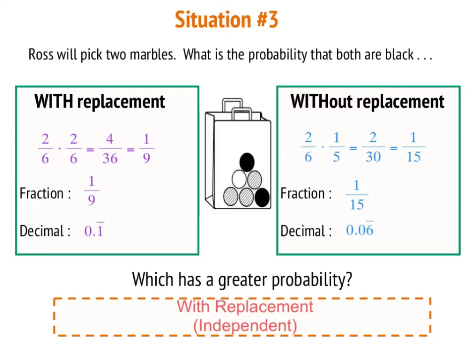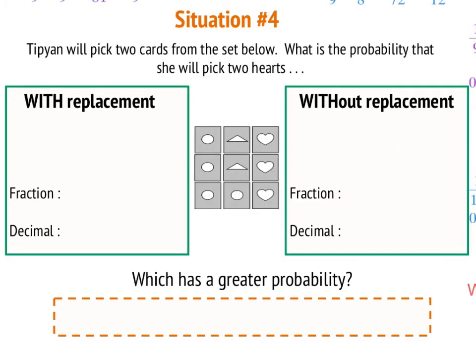Let's take a look at another situation. So here we are at situation 4, and it says Tipyan will pick 2 cards from the set below. What is the probability that she will pick 2 hearts? So looking at with replacement and without replacement. So again, we're going to be going for the same card. So the first time there are 3 hearts out of 9, and we're going to put that card back, so there'll still be 3 cards out of 9.